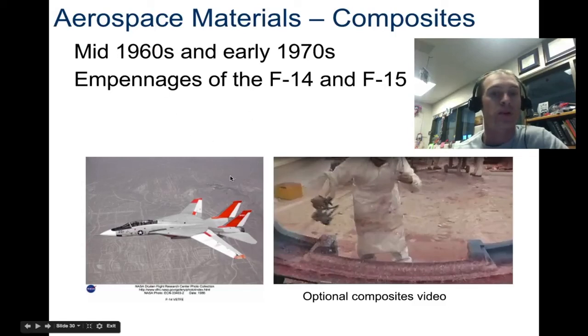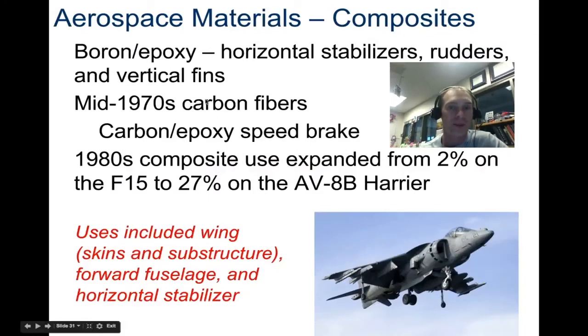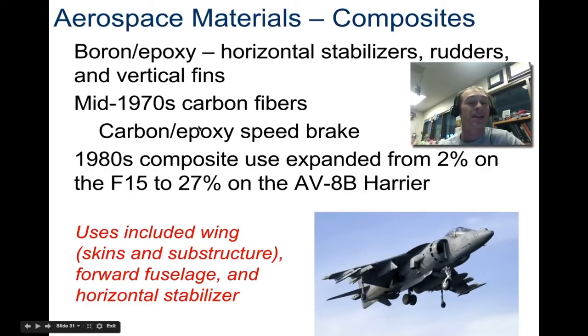Composites are using two different materials together, where each one separately might not be very strong, but together they're extremely strong. And first used in the 60s and 70s, part of the empennage, this back part here, of the F-14 and 15, and used an epoxy and then some type of material. So again, horizontal stabilizers, rudders, fins. Since the mid-1970s, they started using carbon fibers, and we're going to actually make a carbon fiber composite with an epoxy and some styrofoam later on in the course.